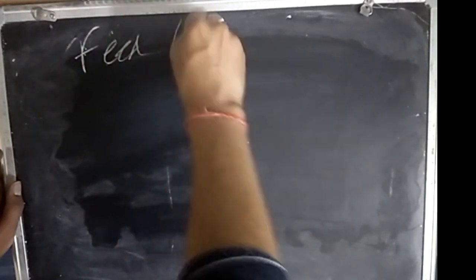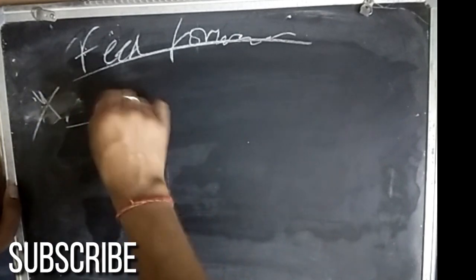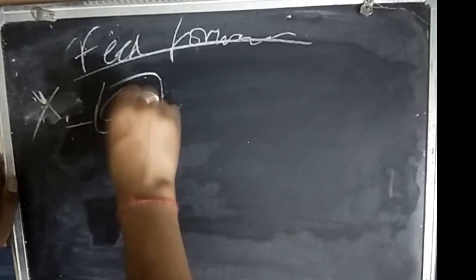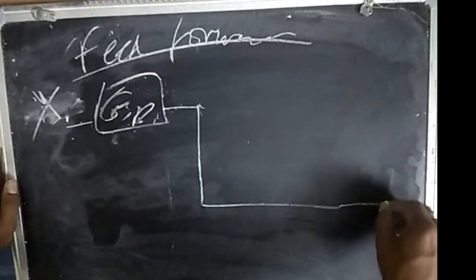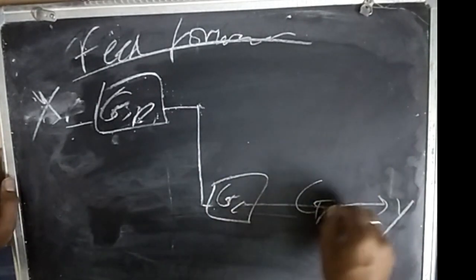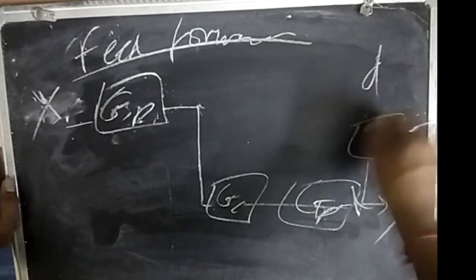And finally we have feed forward. Feed forward means some input is coming, let's say X, and there is a set point transfer function GSP. It goes through to Y, and in between we have our controller GC and a process GP. But there is also some disturbance, let's say D, with the transfer function GD.